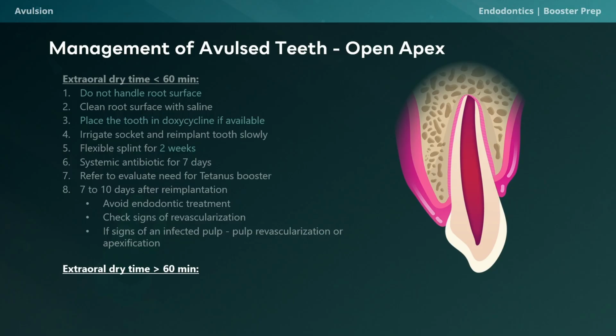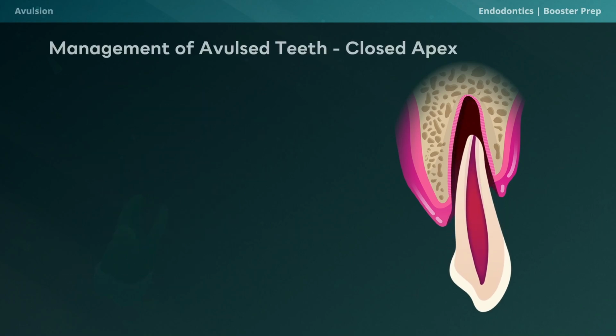You want to do the exact same procedures as listed above, but with the additional removal of debris and necrotic periodontal ligament tissue. Okay, now let's consider the management of an avulsed tooth when we have a fully matured tooth.